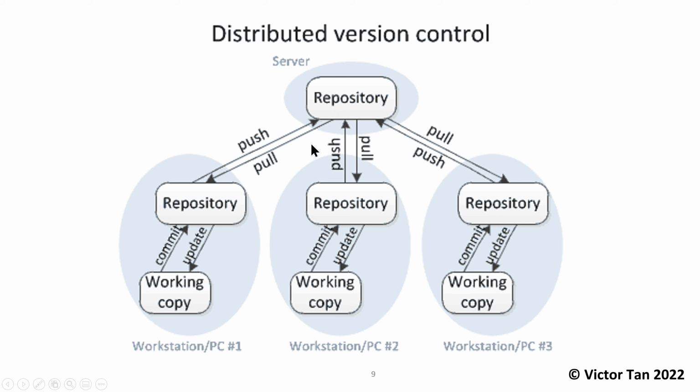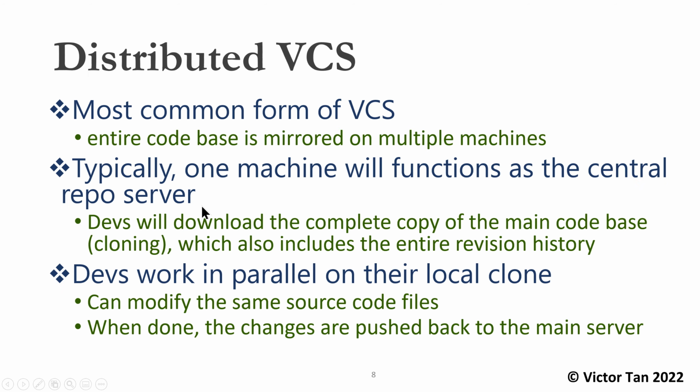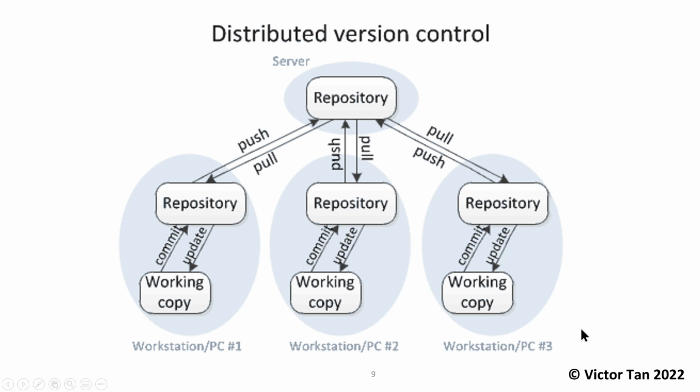So here you're going to clone everything down to your local repository, and then you're going to keep working on your local clone. You modify your source code files and so on. Of course, you can modify the same source code files now because you are working from a local clone. And then once you have completed whatever changes you have made, you're going to push all these changes back to the main copy, the main repository server. So that's essentially how it works.